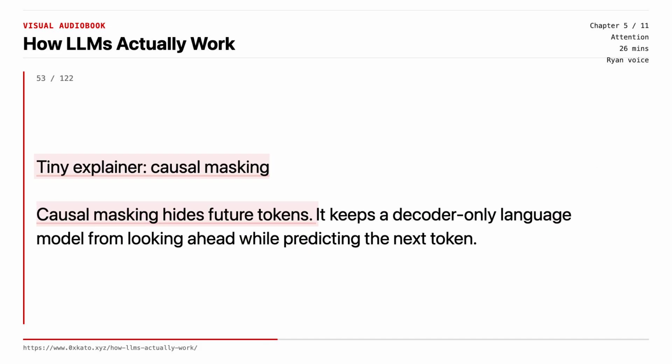Tiny explainer: causal masking. Causal masking hides future tokens. It keeps a decoder-only language model from looking ahead while predicting the next token.